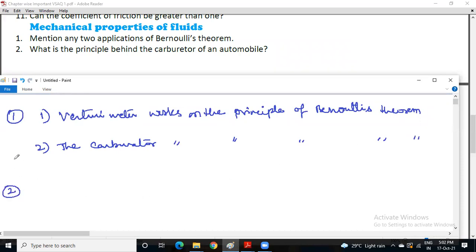Question number 2. What is the principle behind the carburetor of an automobile? So the carburetor works on the principle of Bernoulli's theorem.